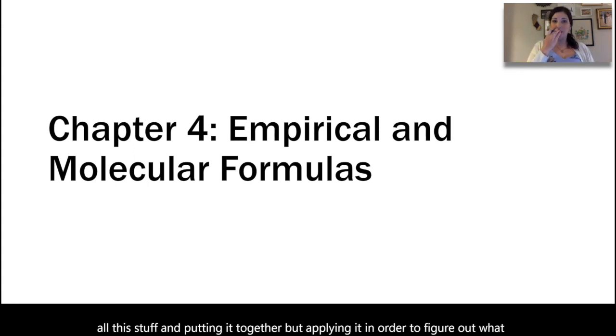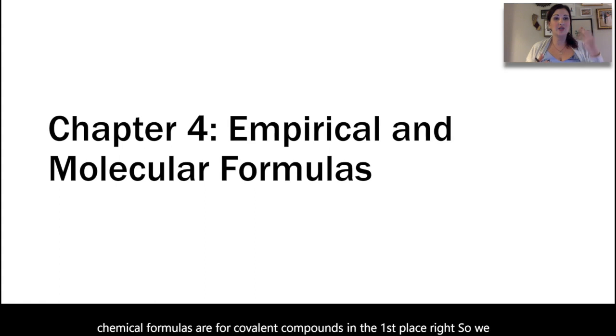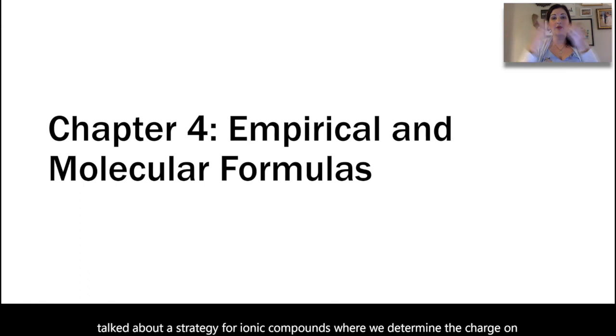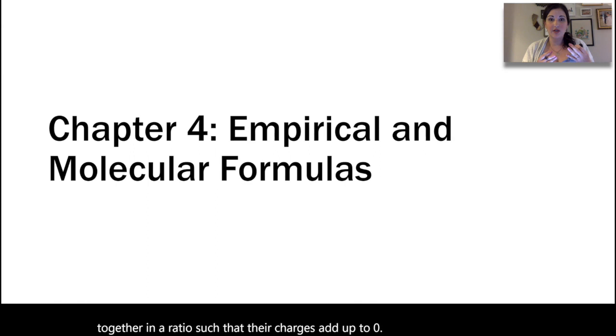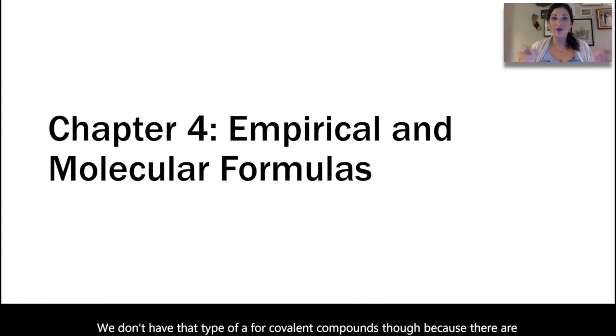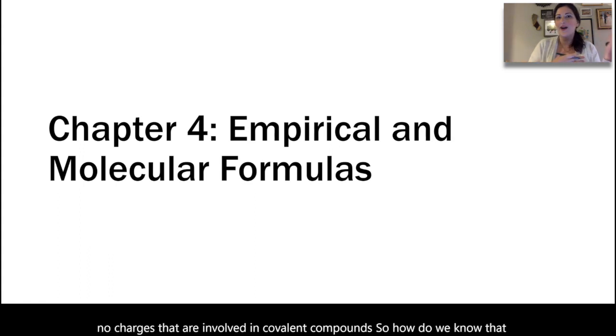So we talked about a strategy for ionic compounds where we determine the charge on the cation, determine the charge on the anion, and we put them together in a ratio such that their charges add up to 0. We don't have that type of strategy for covalent compounds, though, because there are no charges involved in covalent compounds. So how do we know that carbon dioxide is CO2 other than the fact that we've been told it's carbon dioxide, right?